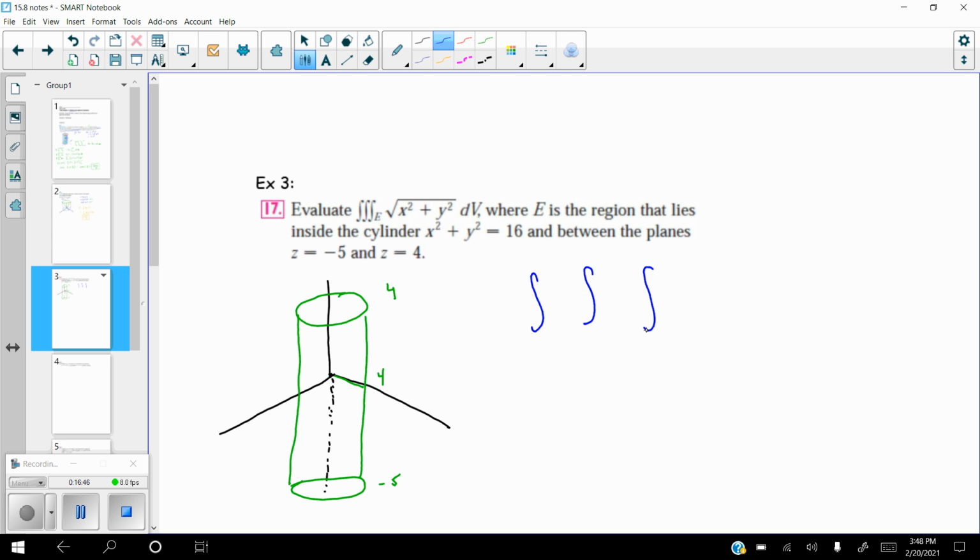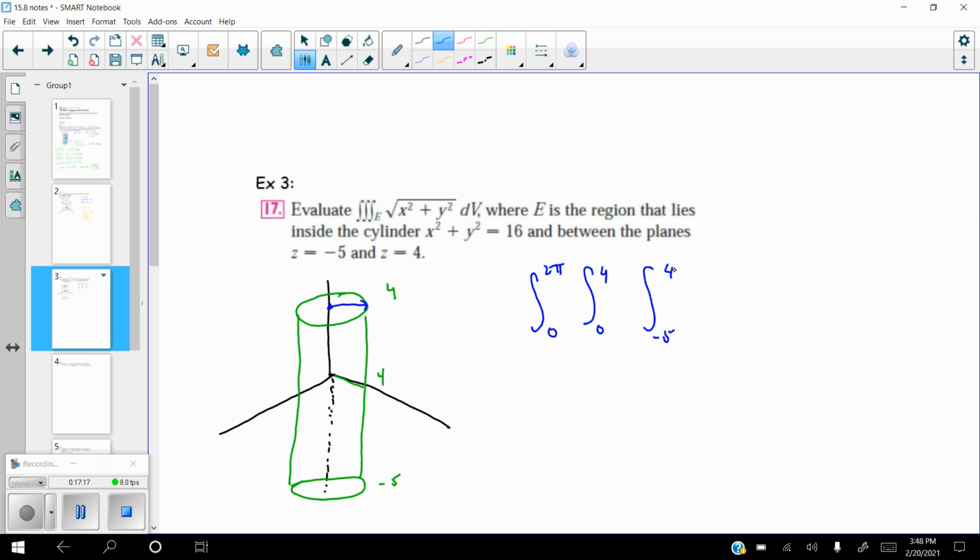Okay, the r and the theta part should be easy. I like to do my r in the middle, but it doesn't really matter. So theta is going to go from 0 to 2 pi since it goes all the way around the circle. R is going to go from the center out to the edge, out to the most that r could be, which is 0 all the way out to 4. And then we have to figure out the z. Well, the z is just going to go from -5 to 4. Okay, all those things are constants.